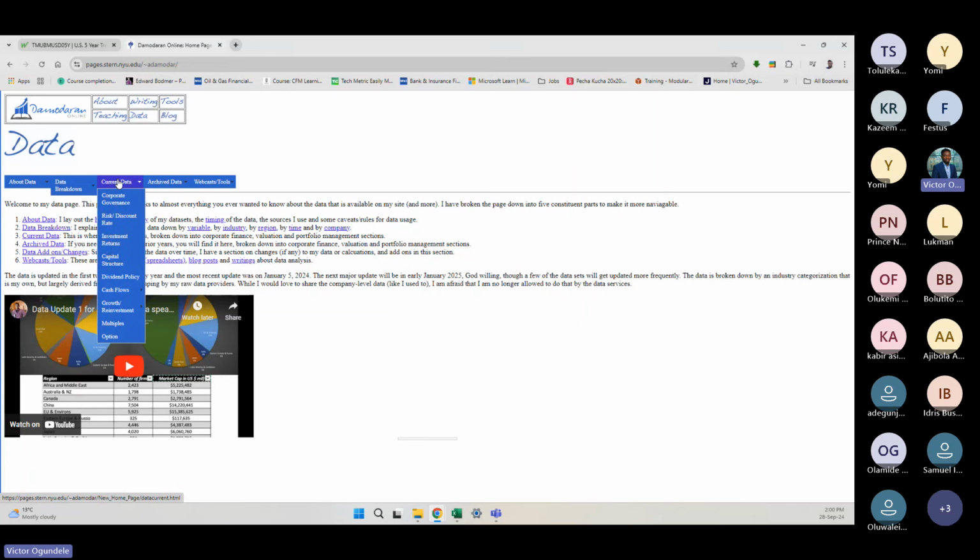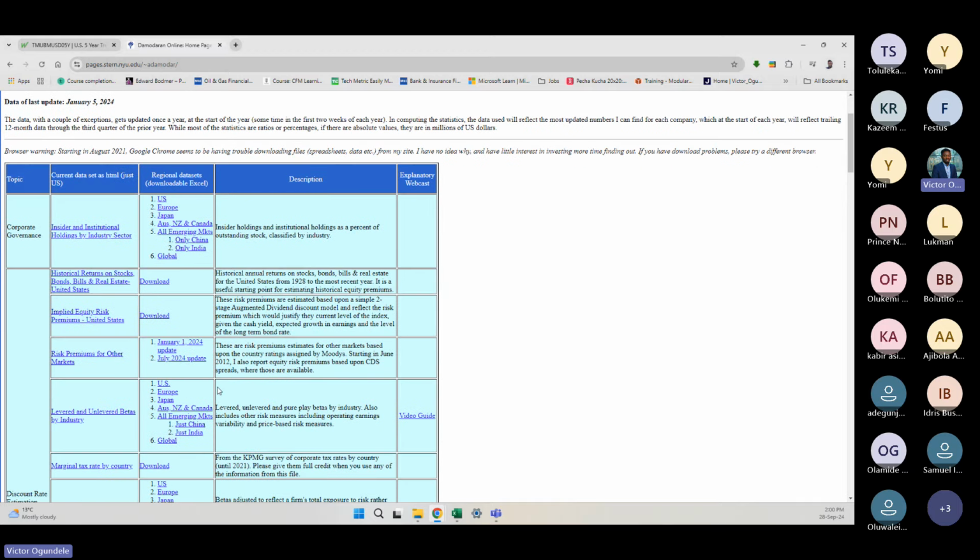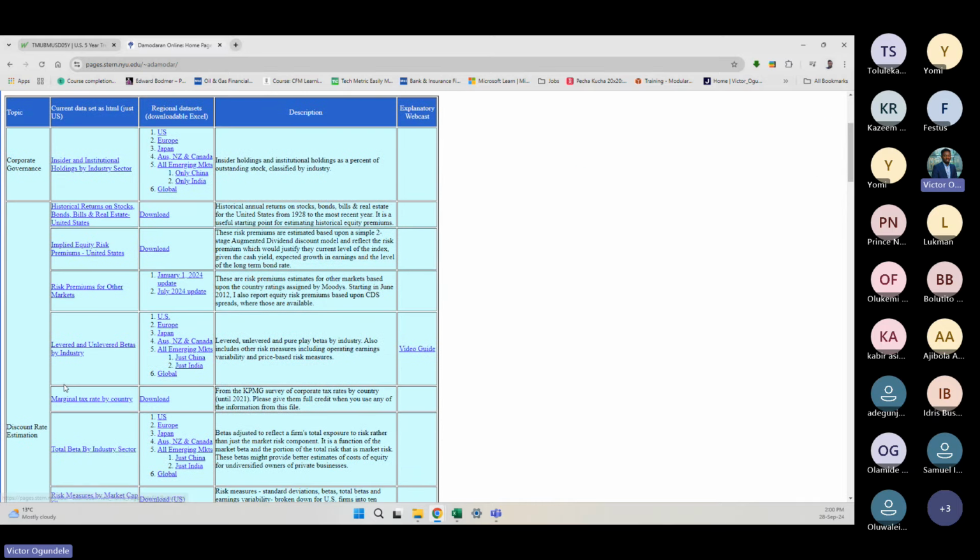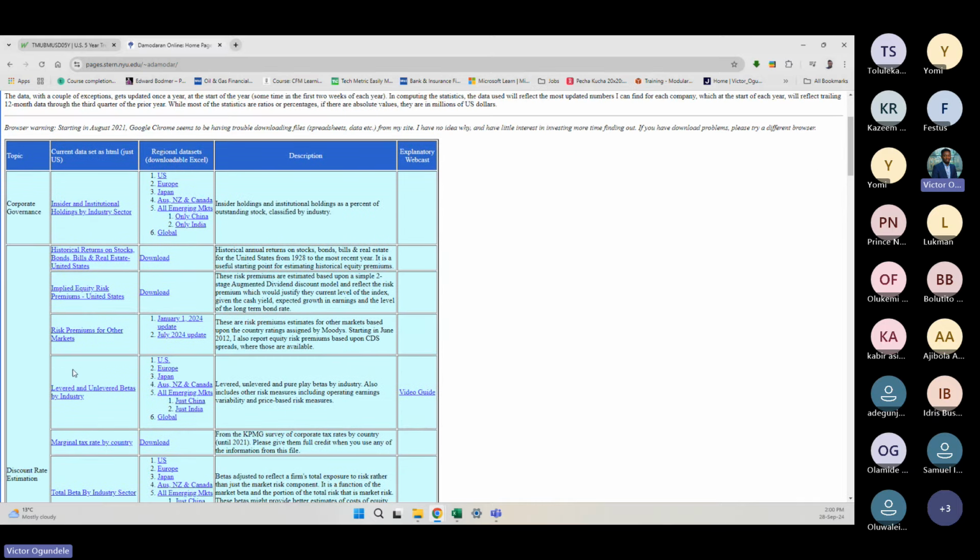Okay. So considering we are valuing it today, which means we are using our current data. So click on the current data, and here we have the list of what we need.